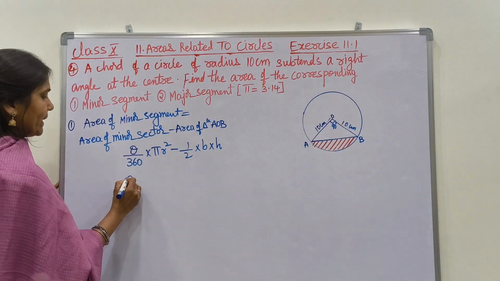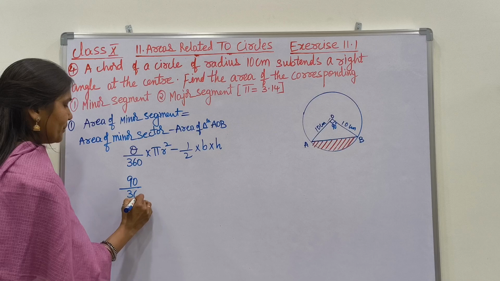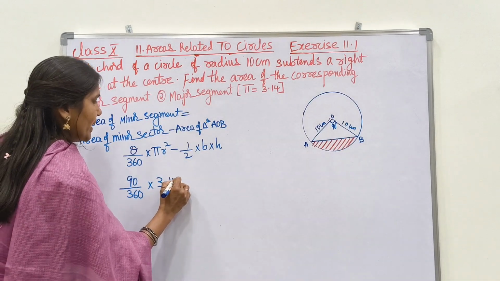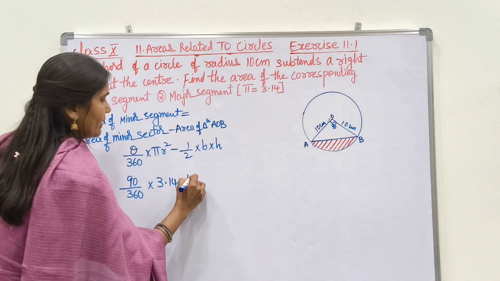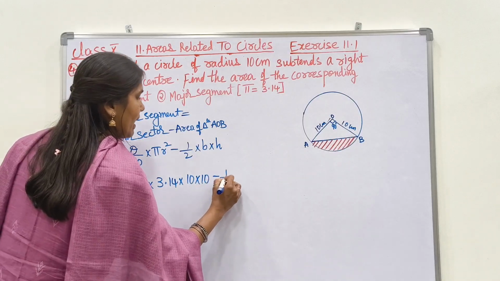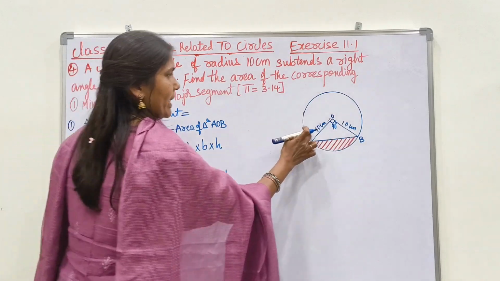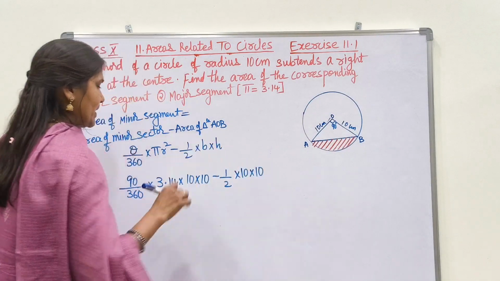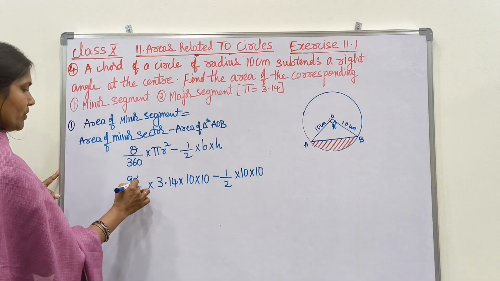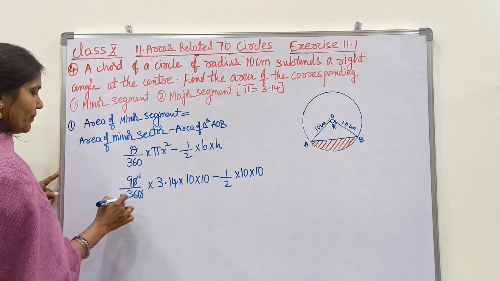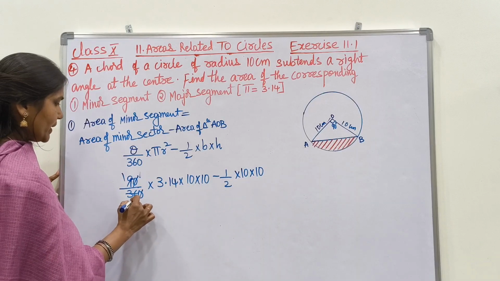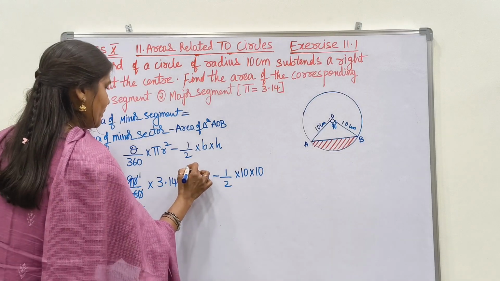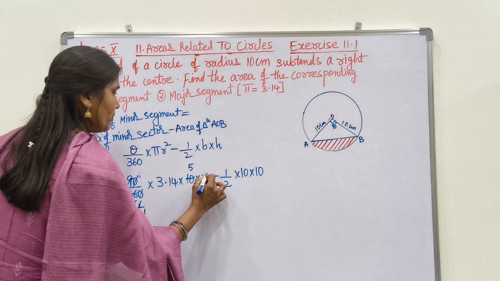Theta value is 90 degree. 90 by 360 into pi value is given 3.14 into radius is 10 into 10 minus half into base into height. Both are same, base and height. So base is 10, height also 10, both are same. Okay, now we will cancel. So zeros cancel. Nine ones are 9, nine fours are 36. Next, two twos are 4, two fives are 10. Next, two ones are 2, two fives are 10.